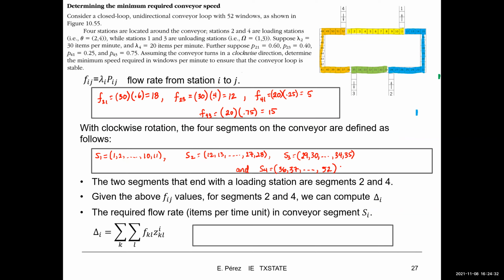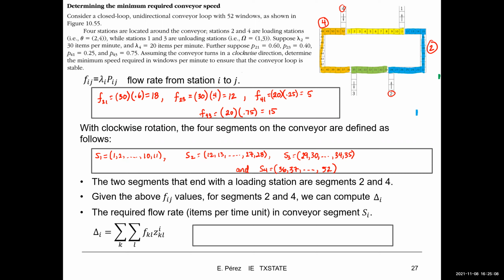So loading stations. Okay, so this is segment 2, and this is segment 4. So those are the ones ending in the loading station. Given the above Fij values for segment 2 and 4, we can compute delta I, the required flow rate, items per unit time unit in conveyor segment I.